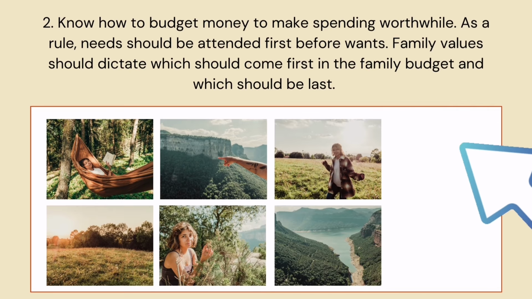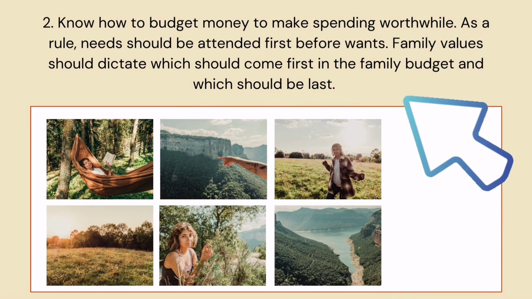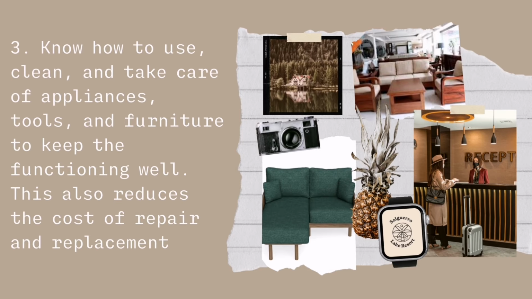2. Know how to budget money to make spending worthwhile. As a rule, needs should be attended first before wants. Family values should dictate which should come first in the family budget and which should be last. 3. Know how to use, clean, and take care of appliances, tools, and furniture to keep them functioning well. This also reduces the cost of repair and replacement.